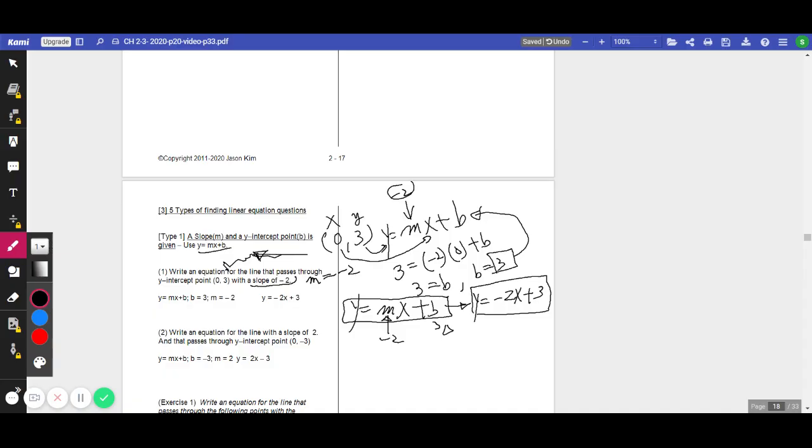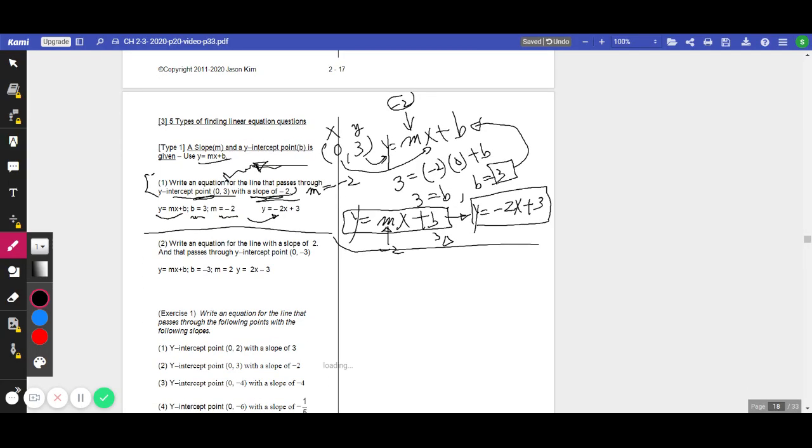So again, to recap this, from the given information, the slope is given and the y-intercept point is given, you plug into y equals mx plus b, and when you plug in, you find the b value, and then with the b value and slope, you create the equation. Can everybody see that? Now let's look at one more.